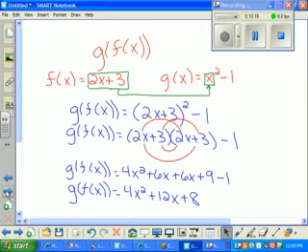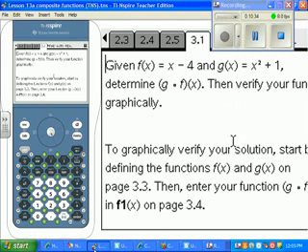So, g of f of x and f of g of x are not the same. Okay? So when we do these composite functions or composition functions, they're not always going to be the same. So you have to make sure that you can see that distinction. Okay? All right.